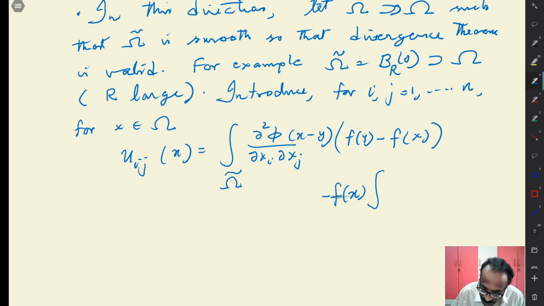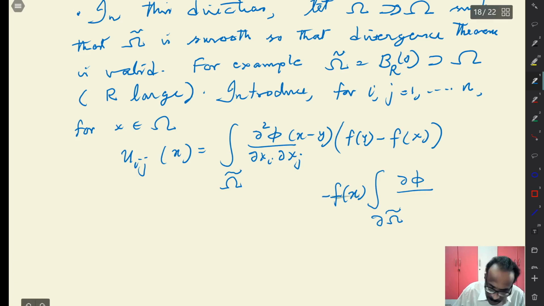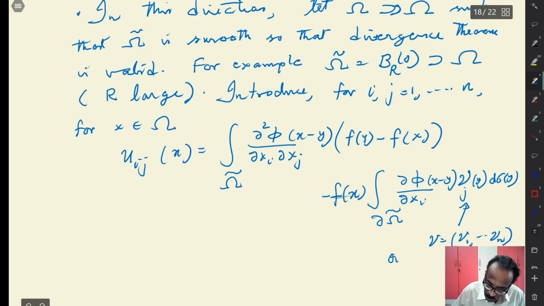On the boundary of omega tilde, this is to take care of the boundary: the integral of dv by dx_i at x minus y, times nu_j, with nu the outward unit normal, d sigma(y). This nu is the outward unit normal in R^n. Outward unit normal is the standard notation.